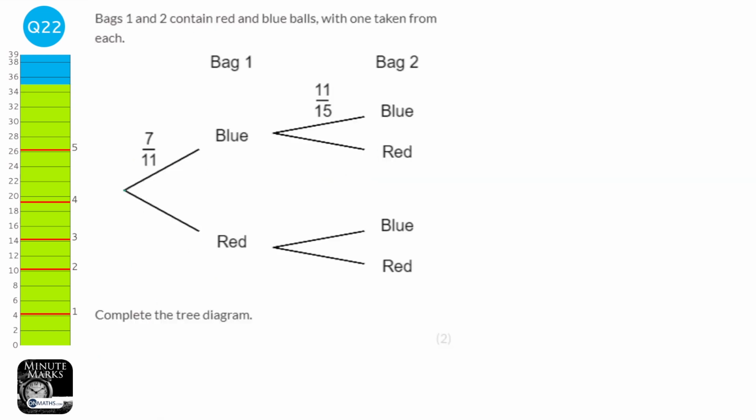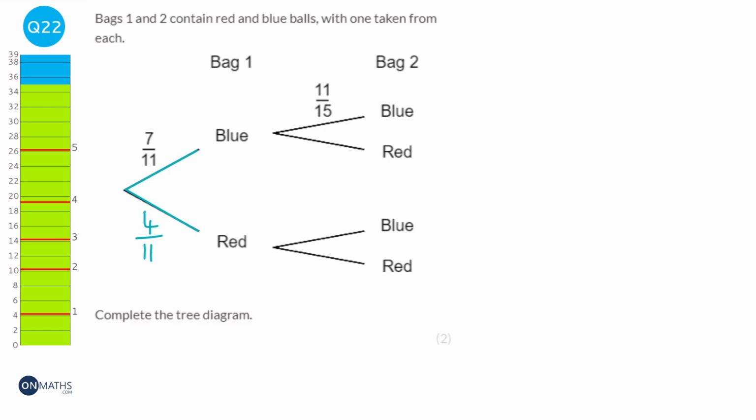So we're going to first of all look at the starting section. So we've got the probability of a blue being picked from bag 1 is 7 over 11. So the probability for blue and red must equal 1. So what do we add to 7 to get to 11? Well, we add 4, and so it would be 4 over 11. So these two here must add up to 11 over 11, which is 1.